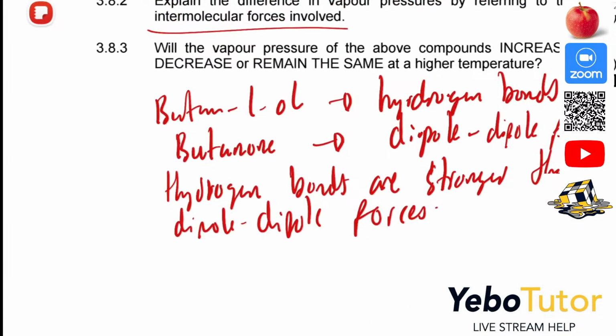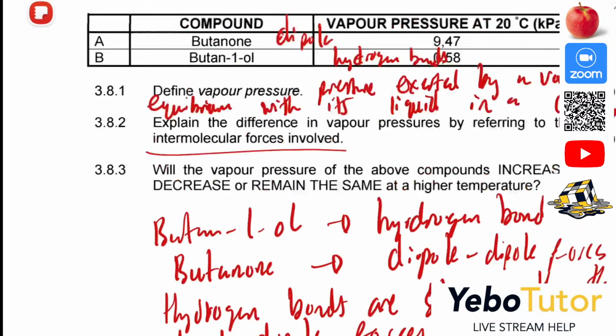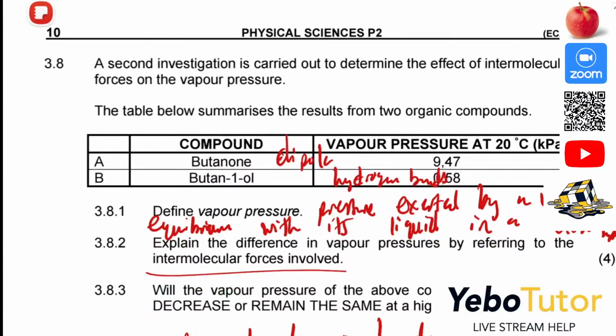What does this mean? Stronger intermolecular forces (IMF) result in lower vapor pressure. Makes a lot of sense, right? Because this is what we know: the one with the smaller vapor pressure is the one with the highest boiling point. So those are the things, guys. That's how you explain it. You check two of them, you compare both of them, then you see which one will give you the proper and correct answer.